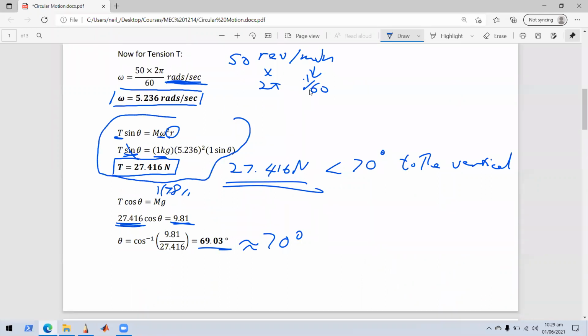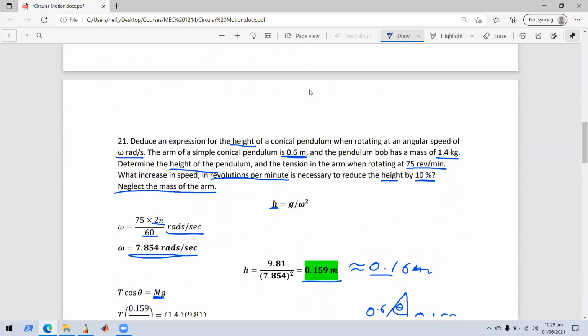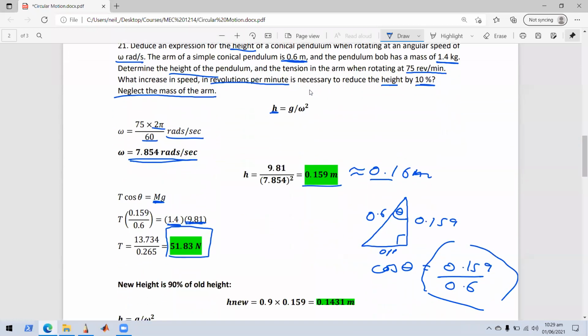Just make sure you have enough unknowns. And then you do 0.6 sine theta, and you should get the same answer. Okay, yeah. So we were not supposed to divide the 0.159 by the 0... We're not supposed to multiply by cos. Yeah, it is.